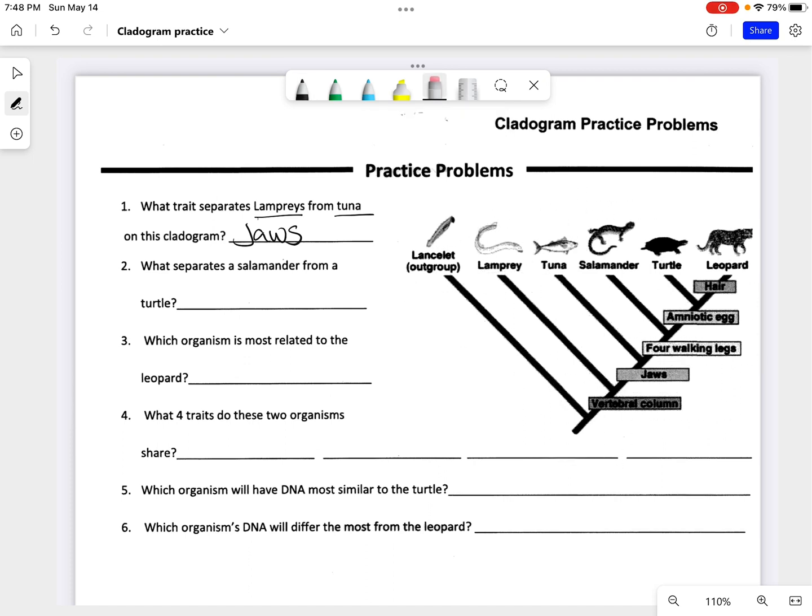Pretty straightforward. All right, let's look at number two. Very similar question. It's asking us what separates a salamander from a turtle. So I start with finding my species. Salamander is right here. Turtle is right here. Go ahead and look at your table. See if you can figure out that trait that separates the salamander from the turtle. Okay, so just like number one, we're going to follow our branches down to the main line, and then we look at the main line, and the trait that separates them is the amniotic egg. So that is the trait that the cladogram shows is making a salamander different than a turtle.